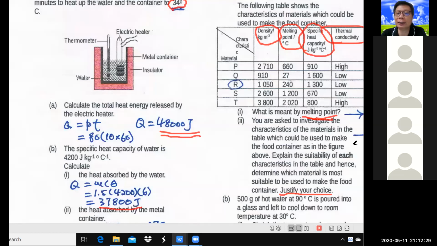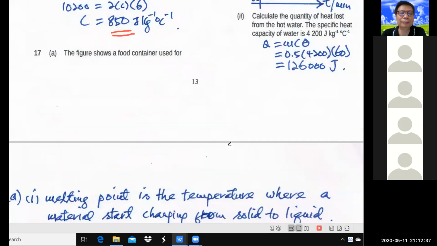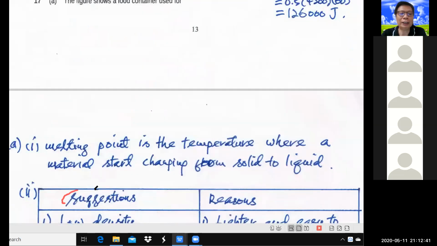So you need to answer in a table. In a table you divide it into 2 columns like this. On the left side is your suggestions. On the right side, you state the reason why you suggest like that. So you follow the spec given in the question.